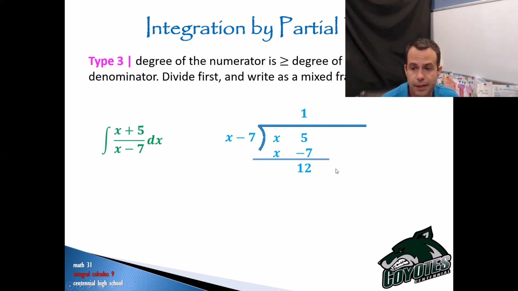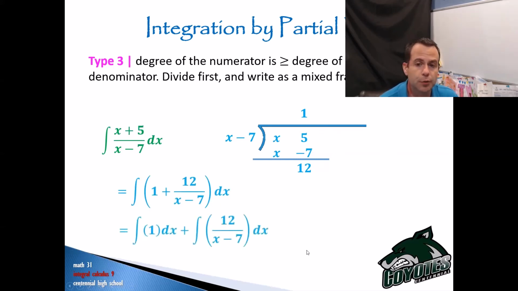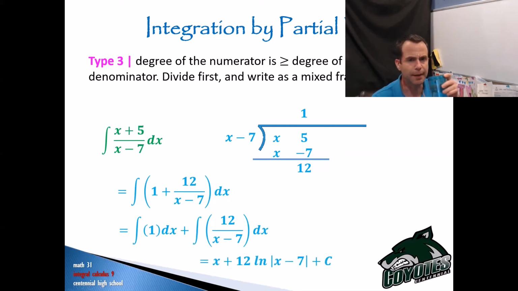5 minus -7. Okay, so now I can split this x plus 5 over x minus 7 into 1 plus 12 over x minus 7, which is way easier to integrate because that's the integration of 1 plus the integration of 12 over x minus 7. The integration of 1 is x. The integration of 12 over x minus 7 would be 12 ln x minus 7, and then plus c. Okay? So really not that bad at all.